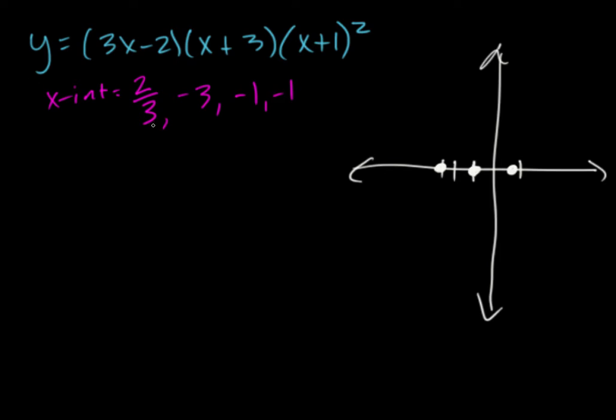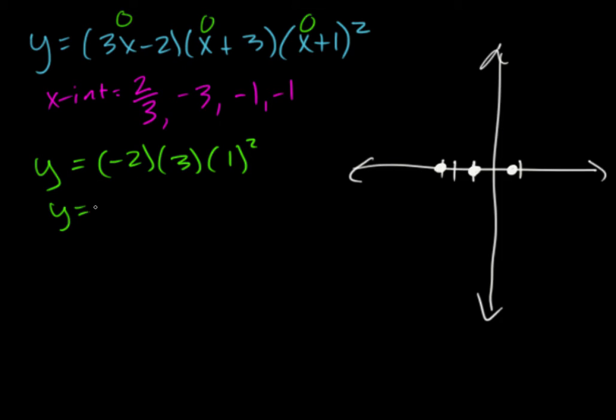We also want to find the y-intercept. And so for the y-intercept, we'll plug in zeros for all the x's. So that leaves us with a -2, +3, and a 1 being squared. And so that's just 1, so that's just -6.